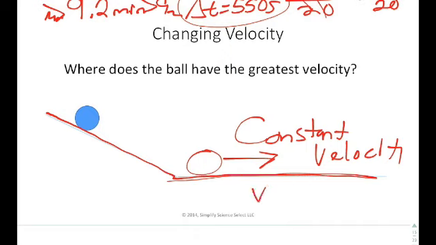The equation V average is equal to delta D over delta T represents what we use whenever we're talking about a constant velocity. In other words, the object doesn't change its velocity. It doesn't speed up, it doesn't slow down.